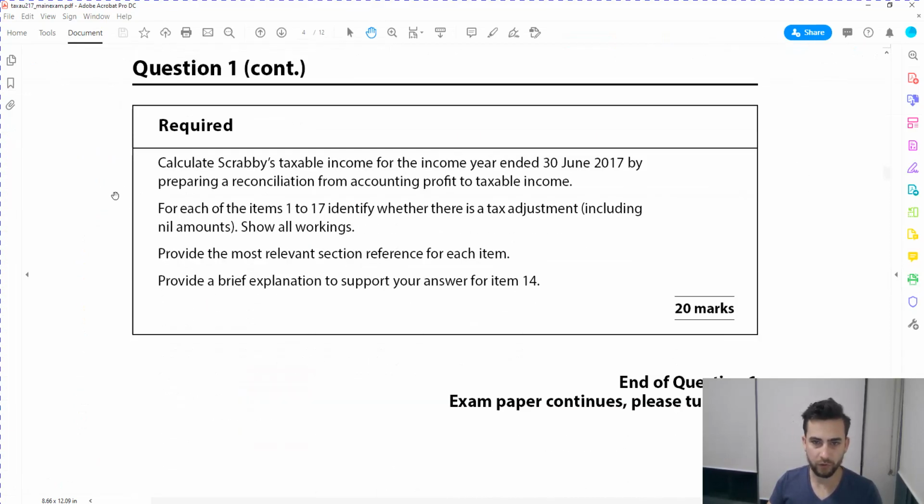Okay, so question 1, and also make sure to include your section reference. Always in the tax module you need to include the section reference, and it even says it in the question right here. Provide the most relevant section reference for each item. Now there's also an unusual request in here. Provide a brief explanation to support your answer for item 14.